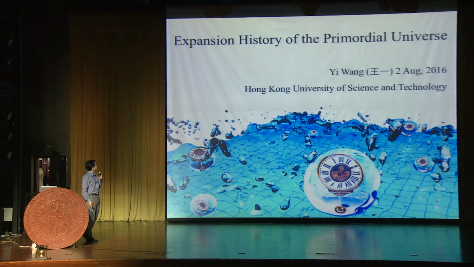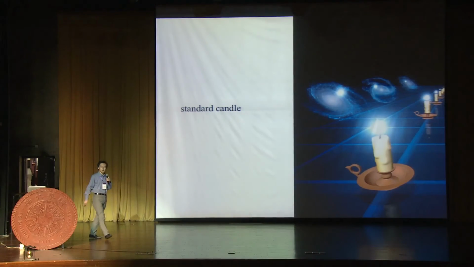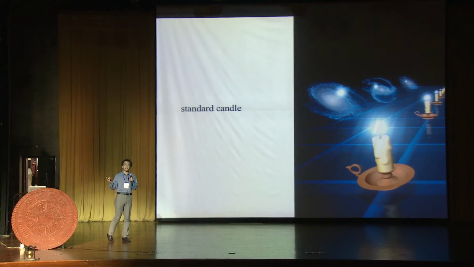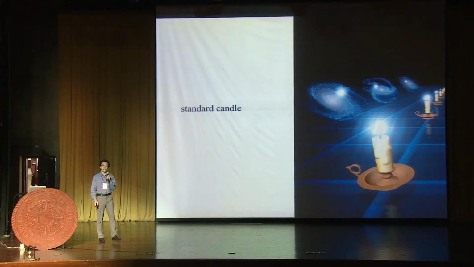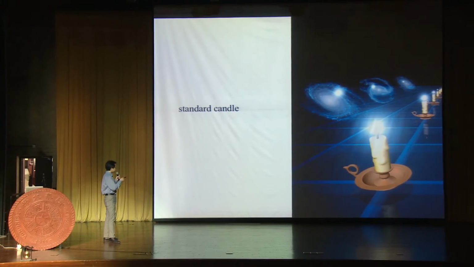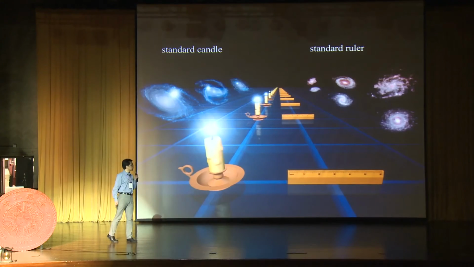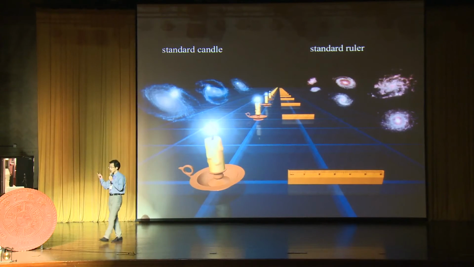Before talking about the expansion history of the primordial universe, let's first review our current universe. The expansion of our current universe has been known for 100 years, and now we are in an era of precision cosmology where we know the expansion at percent level. We know there are the standard candles like type 1a supernova, and standard rulers like baryonic acoustic oscillation.